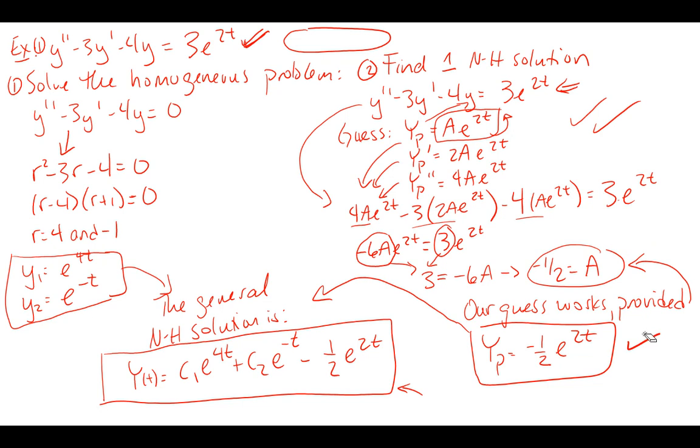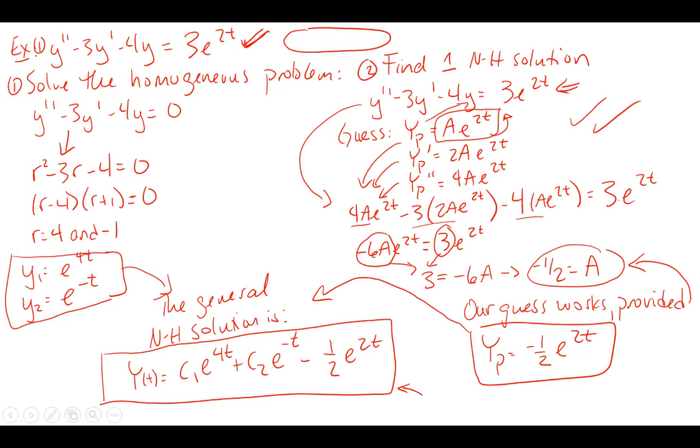And then, putting all the pieces together, the general solution to the non-homogeneous problem is the homogeneous portion, and then you throw in the one non-homogeneous solution that you found. So strategically, that's all well and good, and hopefully kind of makes sense.